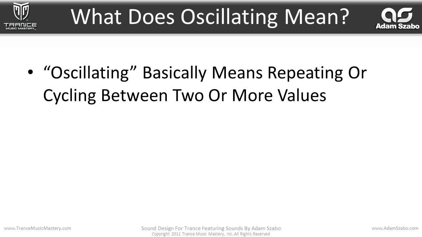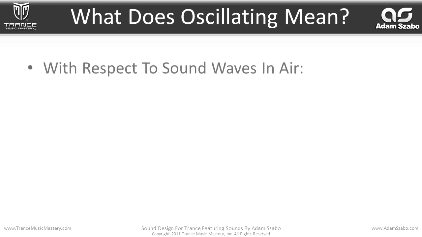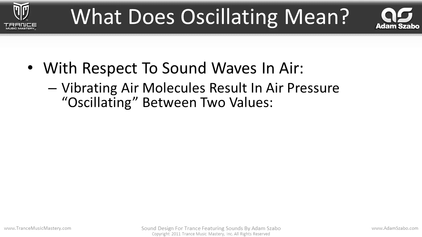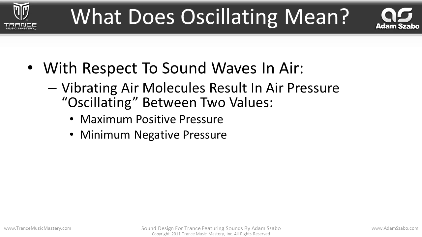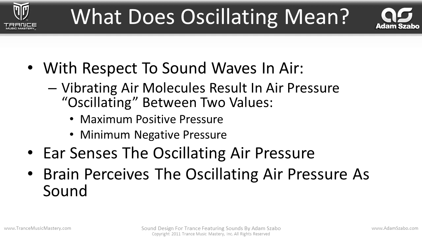Okay, well, oscillating basically means repeating or cycling between two or more values. A simple example would be a blinking light can be described as oscillating between on and off. Well, with respect to sound waves in air, vibrating air molecules result in air pressure oscillating between two values. It hits a maximum positive pressure and a minimum negative pressure. So it's oscillating between the maximum and minimum. The ear senses this oscillating air pressure, and the brain perceives the oscillating air pressure as sound.